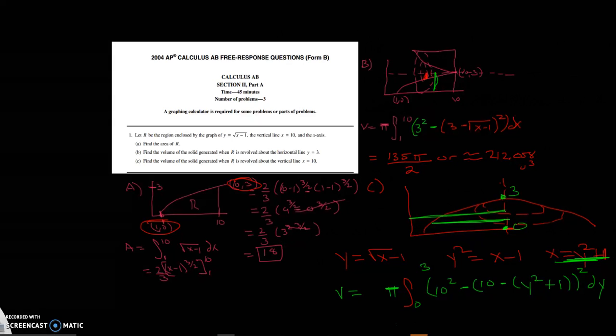And now I would use the graphing calculator again. I would not solve this by hand. After you use a graphing calculator, you should get 648 pi over 5, which is approximately 407.150 units cubed. I hope this video helped.